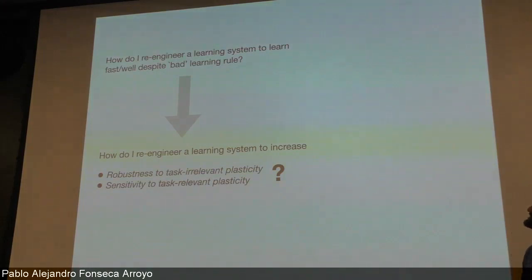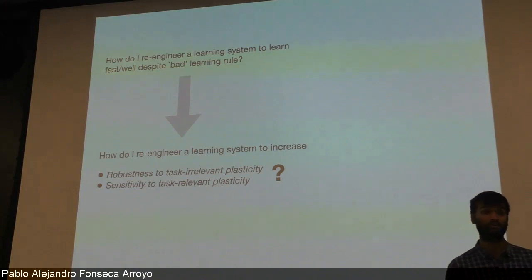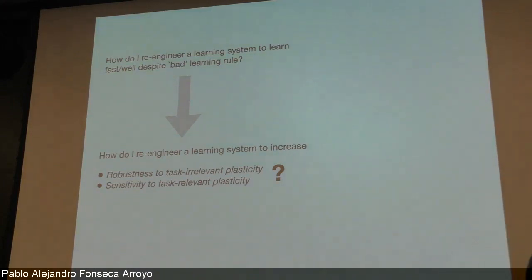Okay, I guess I pretty much said this late, which is: how do I re-engineer a learning system to learn well despite a bad learning rule? In the context of this talk, one way of approaching this is re-engineering the system to have high robustness to task-irrelevant plasticity while maintaining sensitivity to task-relevant plasticity.